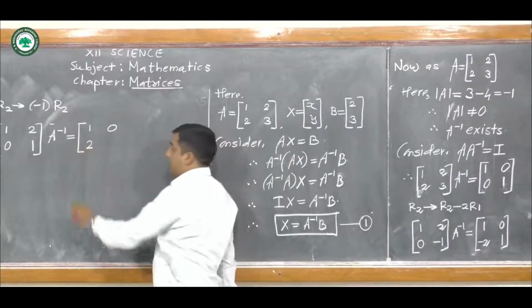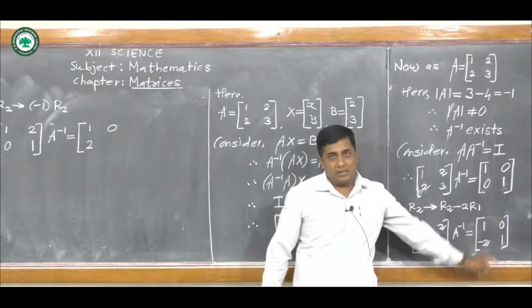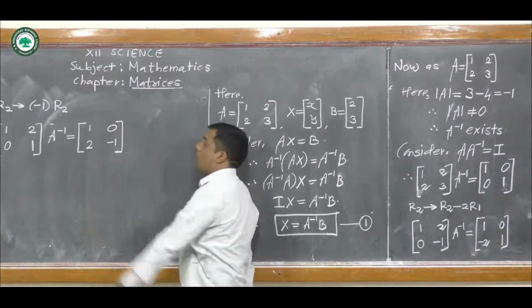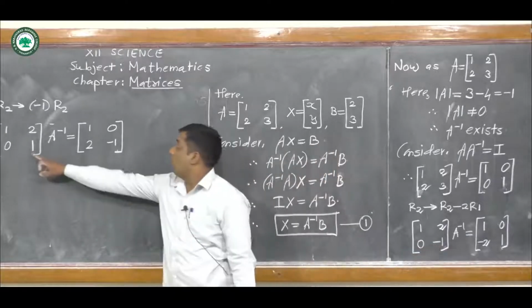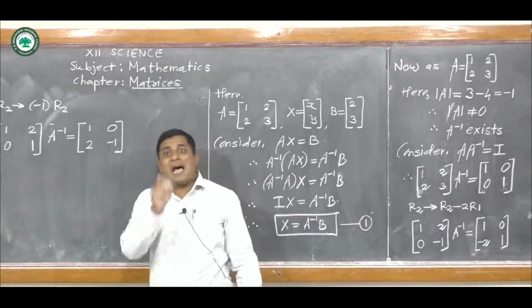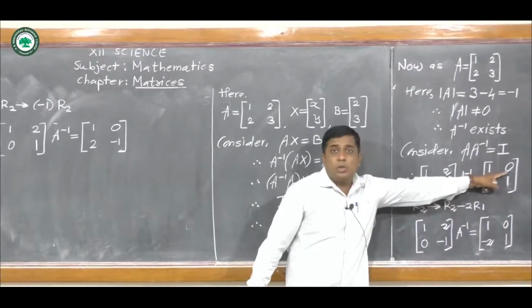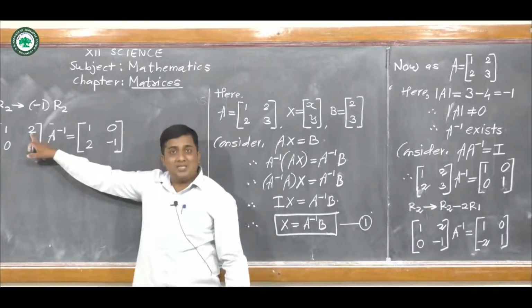So here we have 2. Then here 1 into minus 1. We know 1 into minus 1 is minus 1. Okay, so we make this minus 1 as 1. Now in the last step, we have to make this A12 as 0. That is, this 2 as 0.